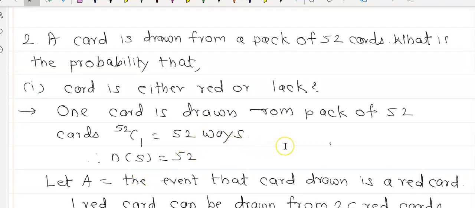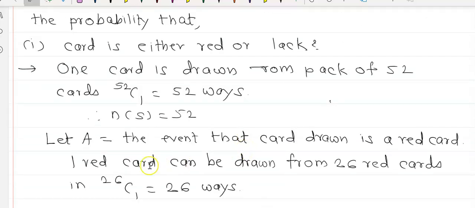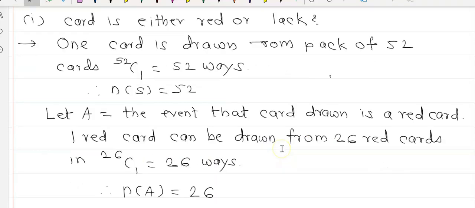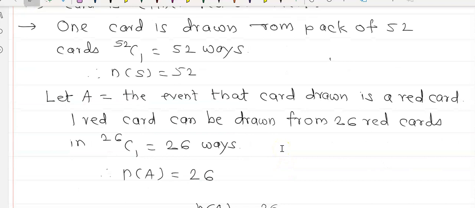Now you can see again, a card is drawn from the pack of 52 cards. What is the probability that the card is either red or black? One card is drawn from a pack of 52 cards, that is 52C1, which is equal to 52 ways. N of S is equal to 52. A is the event that the card drawn is a red card. One red card can be drawn from the 26 red cards in 26C1 ways. Therefore N of A is equal to 26.